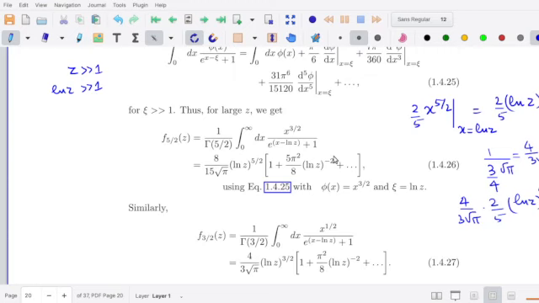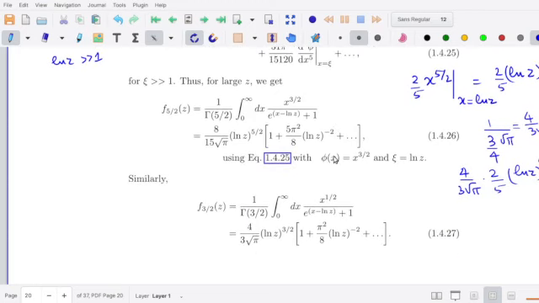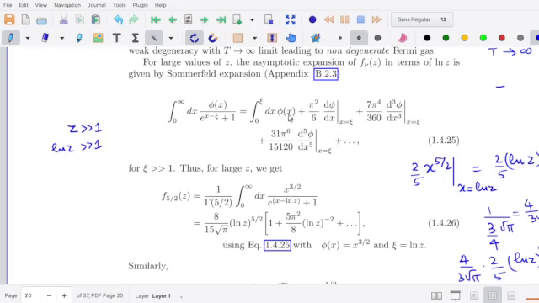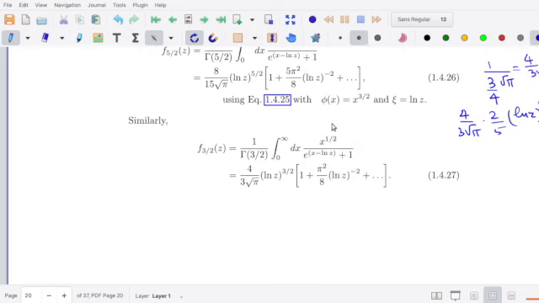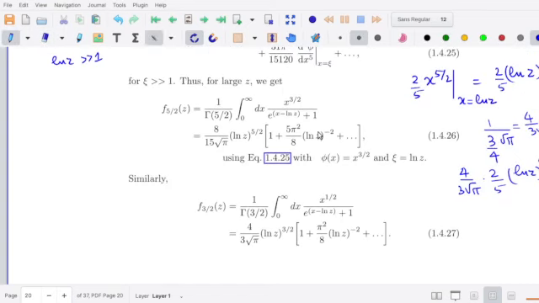Now we can do a similar approximation with Sommerfeld expansion for f_{3/2}(z) as well. So in that case, phi of x, which was x to the power 3 by 2 here, now becomes x to the power half, and we can do this integral and take the derivative for the second term, and we will end up with the following expression. So now we have f_{5/2}(z) and f_{3/2}(z) given in terms of a series in logarithm of z.